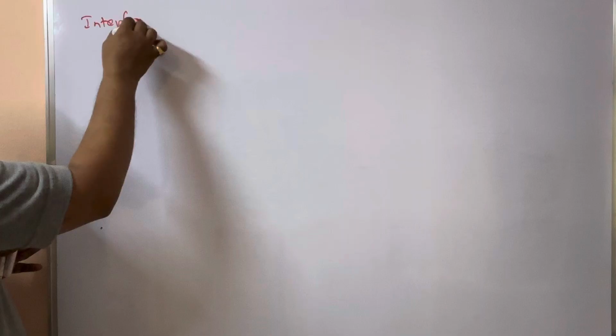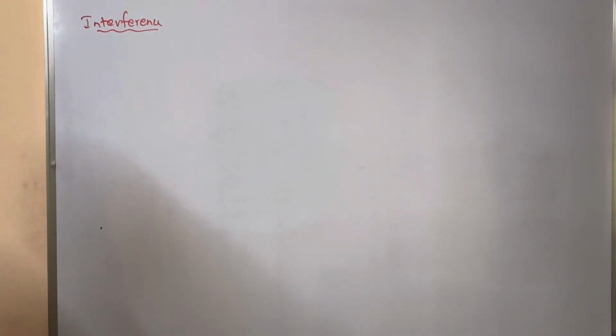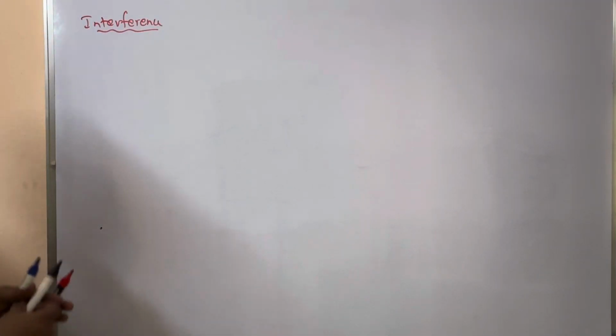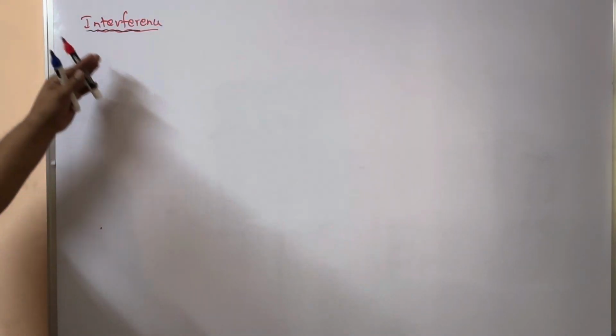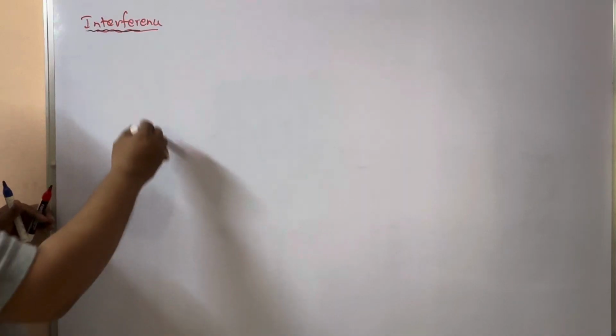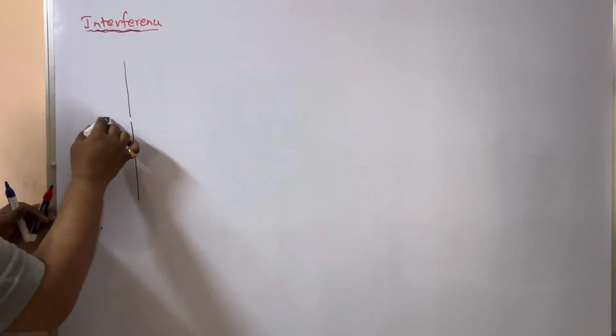What is meant by interference, and how is Young's double slit experiment explained according to this interference pattern? Interference. Generally we say, don't interfere into my matters. Same like that, interference means two waves are superposed on each other. Those two waves should be coming from coherent sources.